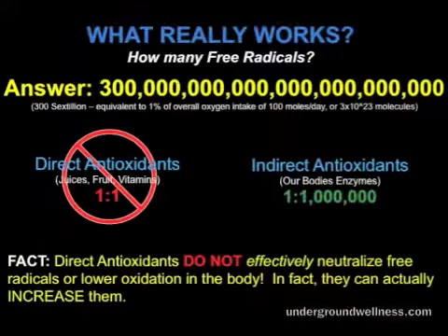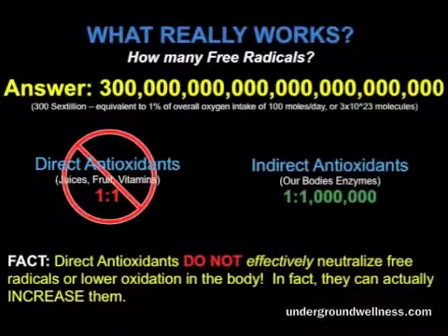Well, the answer to how many free radicals our bodies produce in just one 24-hour period is staggering. It's 300 sextillion free radicals produced in one 24-hour period by one healthy individual. This is not someone who's diseased. This is not an ill person. This is a healthy person. And it's 300 sextillion, which is the number 3 followed by 23 zeros. So now let's evaluate those approaches.